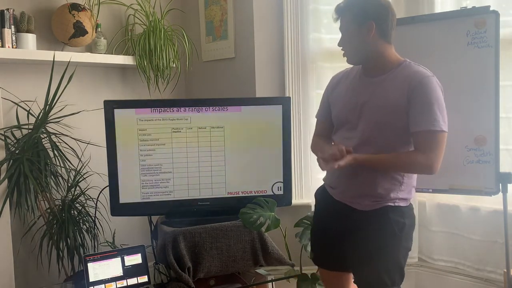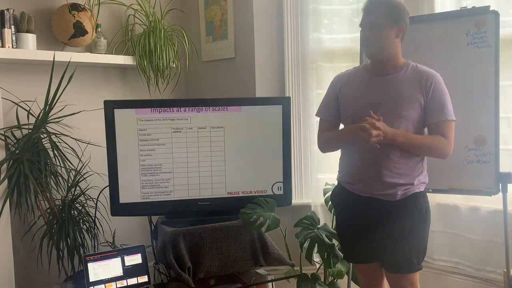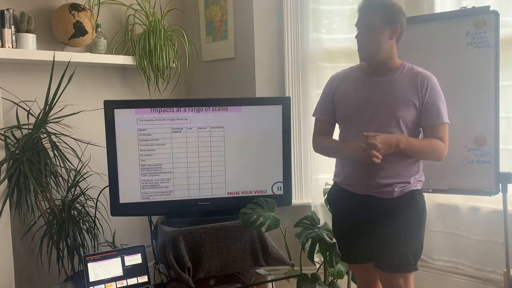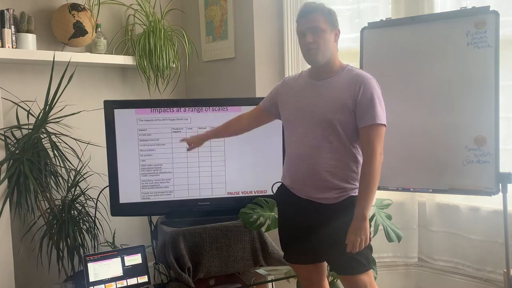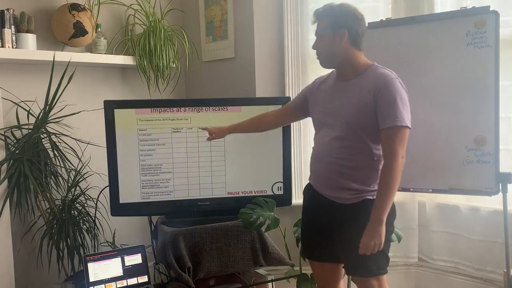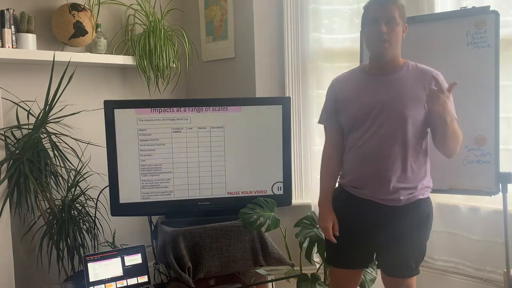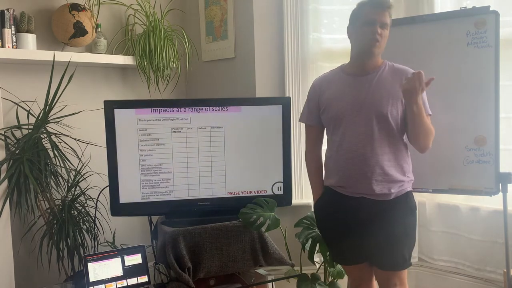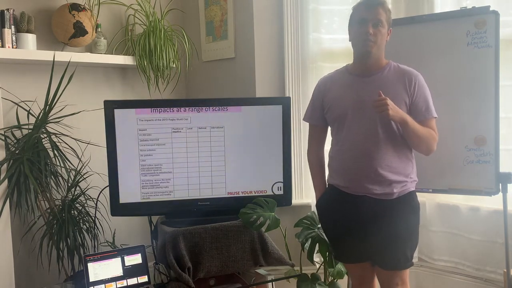So get this sheet out. If not, please copy this up. It's not going to be too much copying. And decide whether it's positive or negative. So put a P or an N, or write positive, negative, and then put a tick in whether it's local, national, or international. Actually, not just one. You might find it fits into multiple.